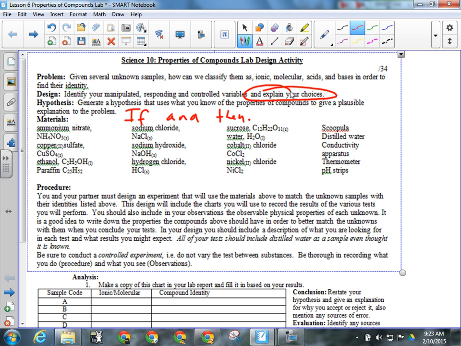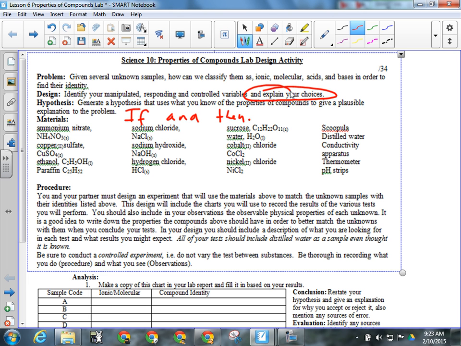Okay? All right. The big part of today for you guys is going to be this. Your experimental design. We talked about that yesterday. There's 4 tests that you're going to run. The observable properties test, the solubility test, the conductivity test, and the pH test in that order. So your procedure needs to talk about what the person needs to do when they enter the lab. How do they need to do each one of those steps?